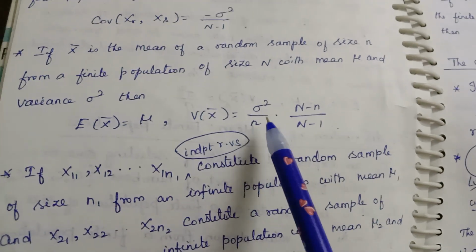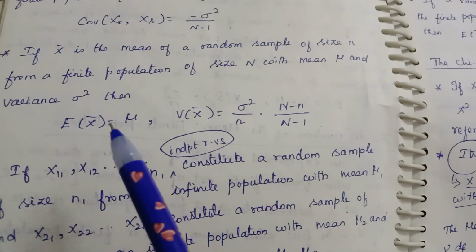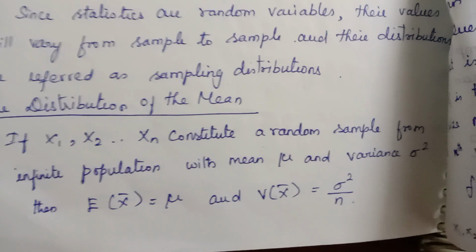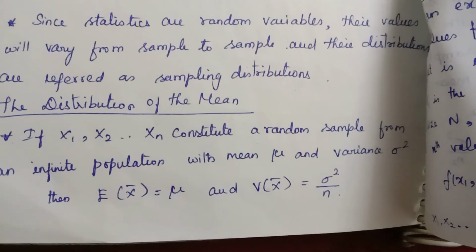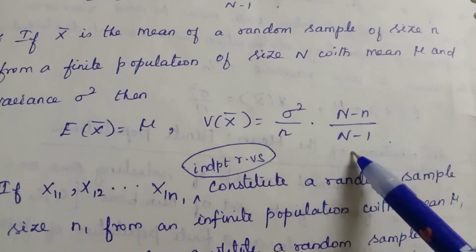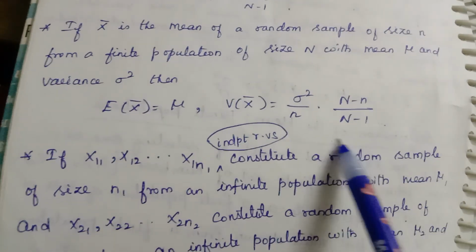So see the difference. For a sample from an infinite population, expectation of x bar equals mu. For infinite population, what did we study? Expectation of x bar equals mu and variance of x bar equals sigma square by n. But for a finite population, sigma square by n into (N minus n) by (N minus 1). So if the sample is taken from a finite population, there is a change in the variance.